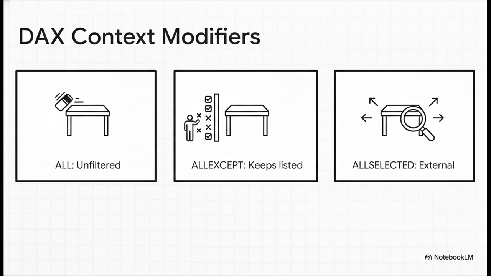And ALLSELECTED is probably the most nuanced. It respects external filters, like a user's choice on a page slicer, but it ignores internal filters, like the rows of a specific chart. Honestly, think of ALLSELECTED as the secret ingredient for calculating a percentage of a total that dynamically updates when a user changes their regional slicer.